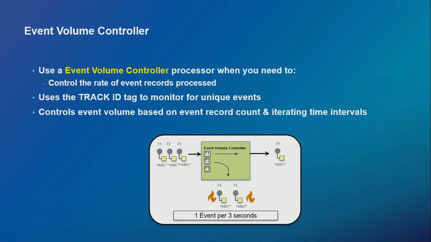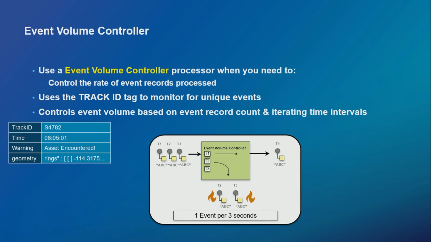And we've configured the event volume controller to only allow 1 unique event of any given track ID every 3 seconds. So this ABC record that's coming in once every second, that first record is going to be passed because it meets that condition of only 1 event every 3 seconds. Whereas the same record that comes through at time 2 and time 3, that gets discarded because, again, we're only allowing 1 event in every 3 seconds. At the next 3-second interval, it's going to pass whatever it gets first.